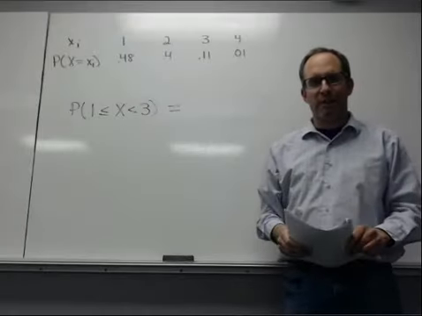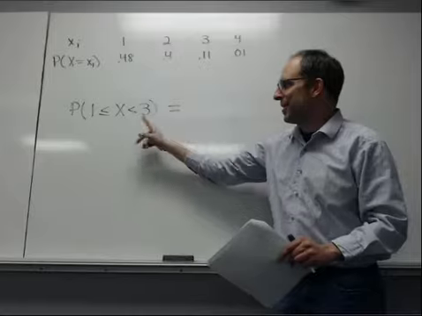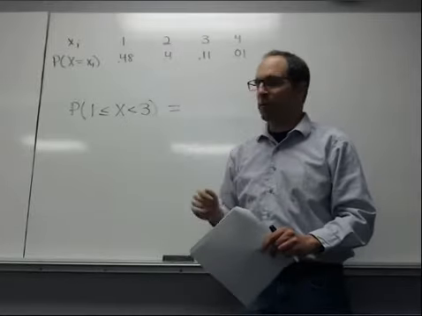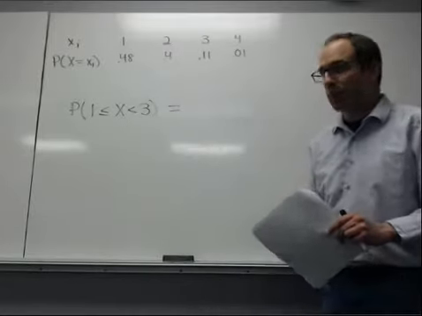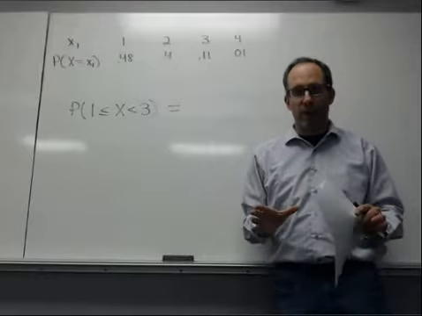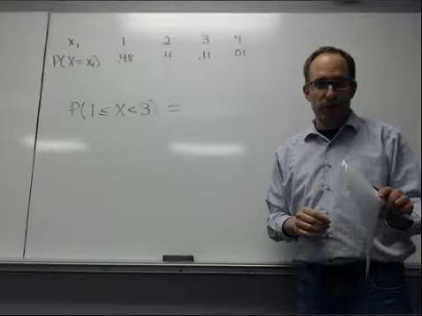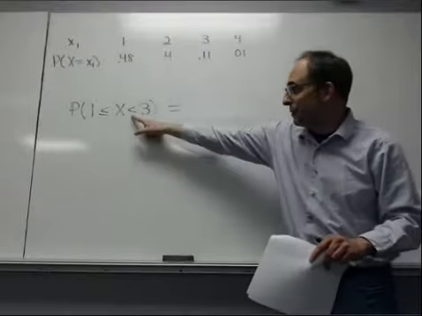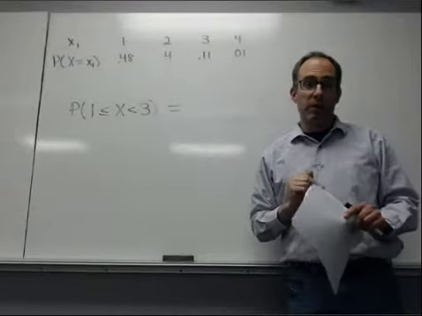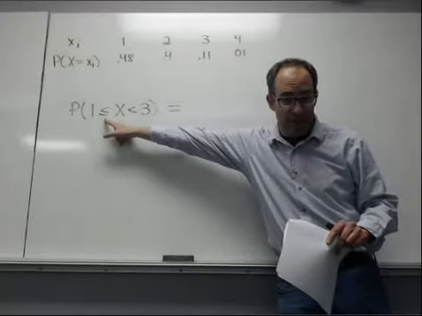The other compound probability is the probability that x is strictly less than 3, but greater than or equal to 1. You do the same thing. You ask, what possible values of x are going to satisfy that inequality? 3 is not going to work this time because that's a strict inequality. But 1 is going to work because that's a non-strict inequality.